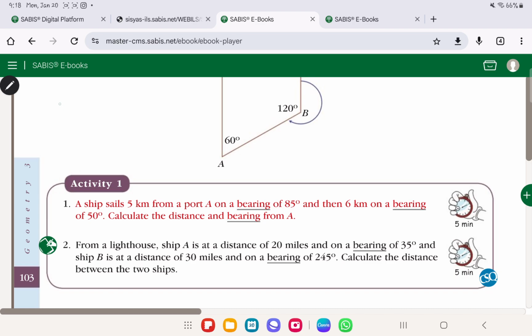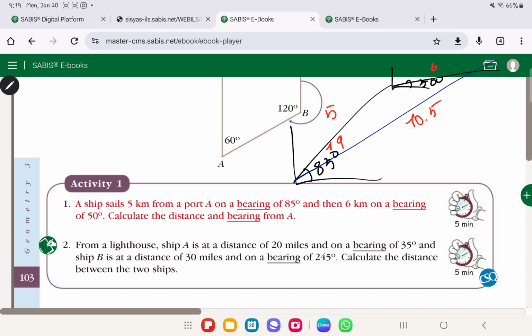But this is the angle in between the two lines. So let me redraw the triangle again. This over here is the angle in between these two lines, whereas they are looking for this bearing over here, which is the bearing from A. So we are very simply gonna do 85 minus 19, which is approximately 66 degrees.